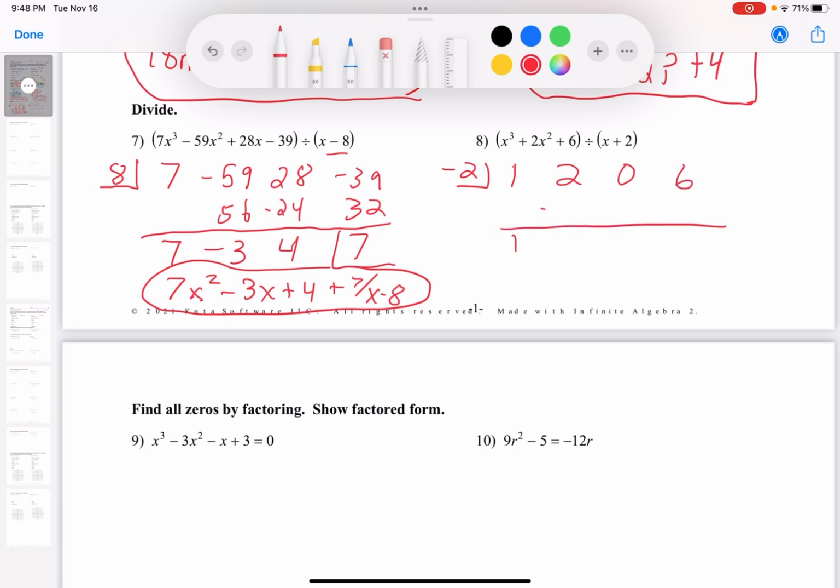Bring down the 1. That gives me negative 2. That gives me 0. That gives me 0. That gives me 0. That gives me 0. That gives me 6. So we started with x to the third, so we've just got x squared plus 6 with the remainder of x plus 2.